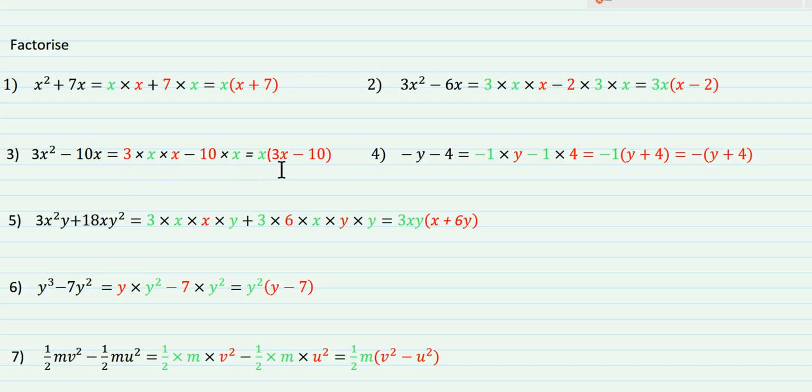So 3x goes inside as the first term. And if you take out the x, you just get left with minus 10. Yeah, minus 10. So this will be 3x minus 10. So you can't break this down anymore. So this is x into 3x minus 10. Yeah, so here it's only the x, these two x's which are common.